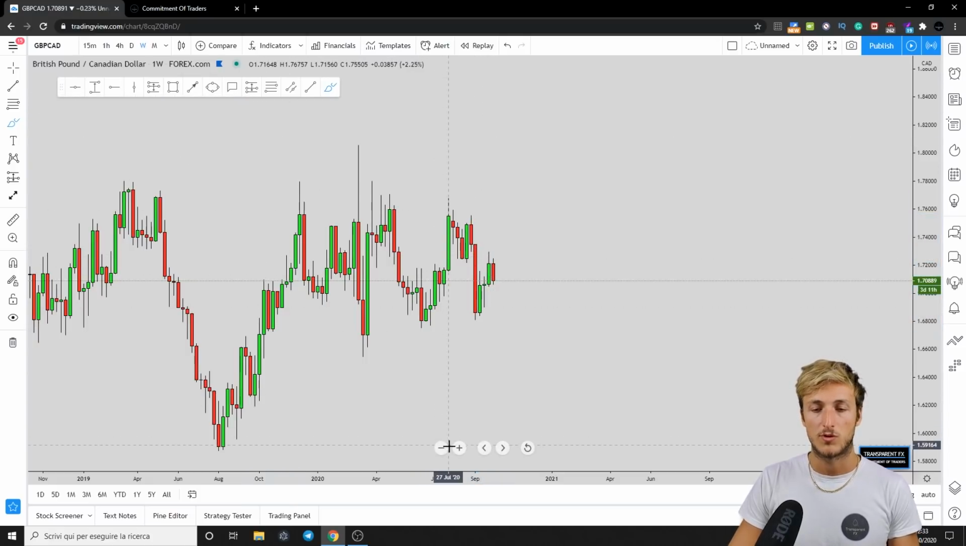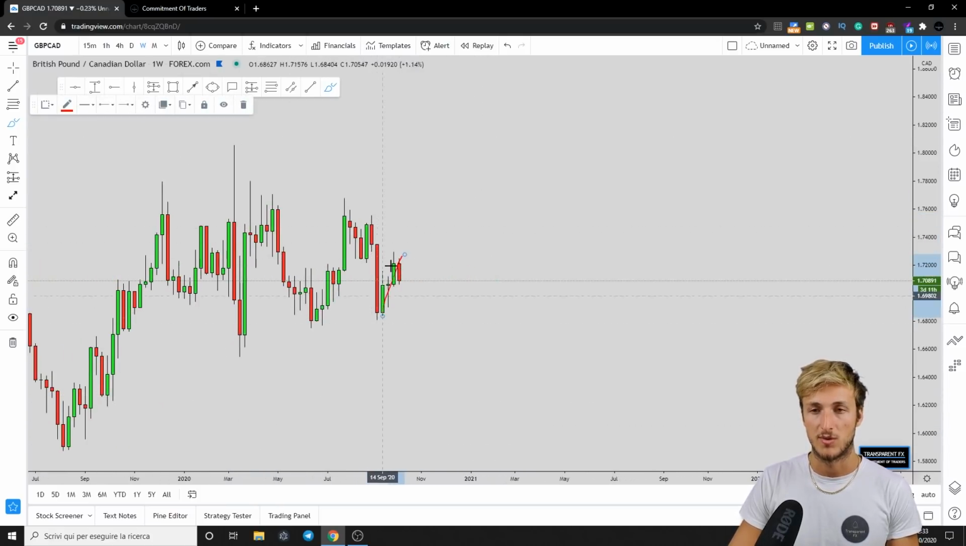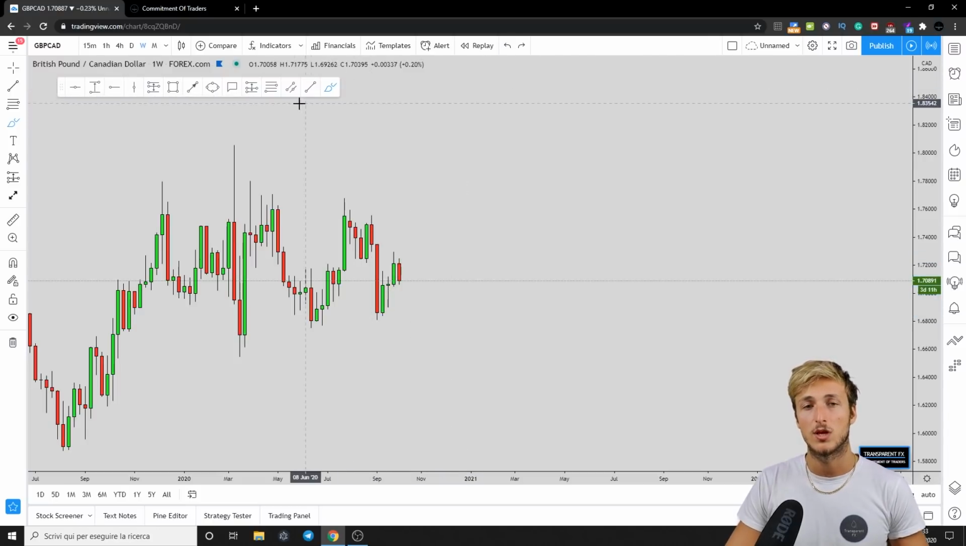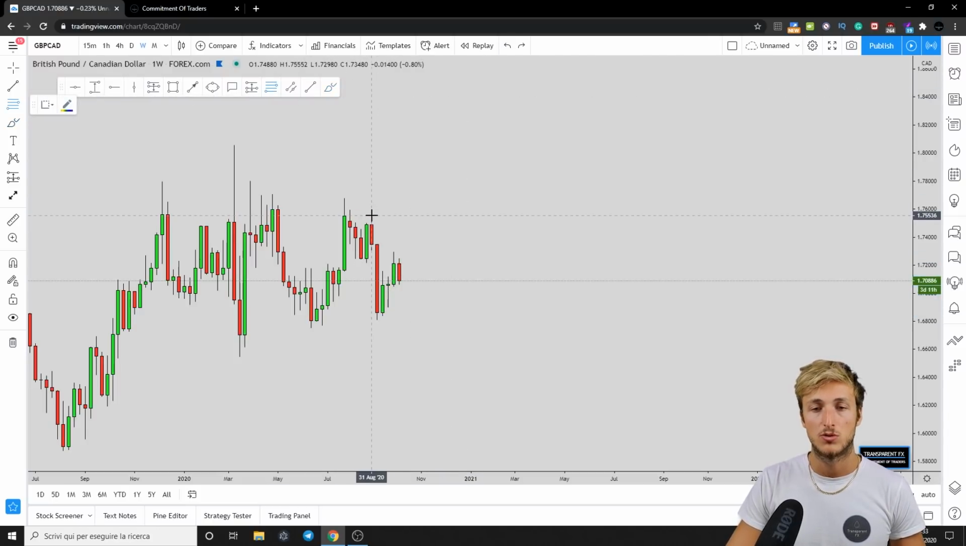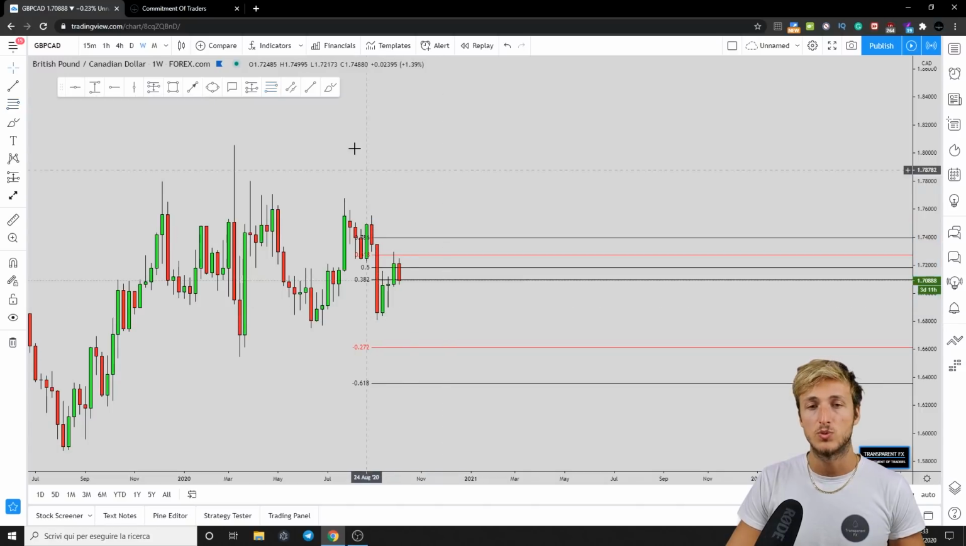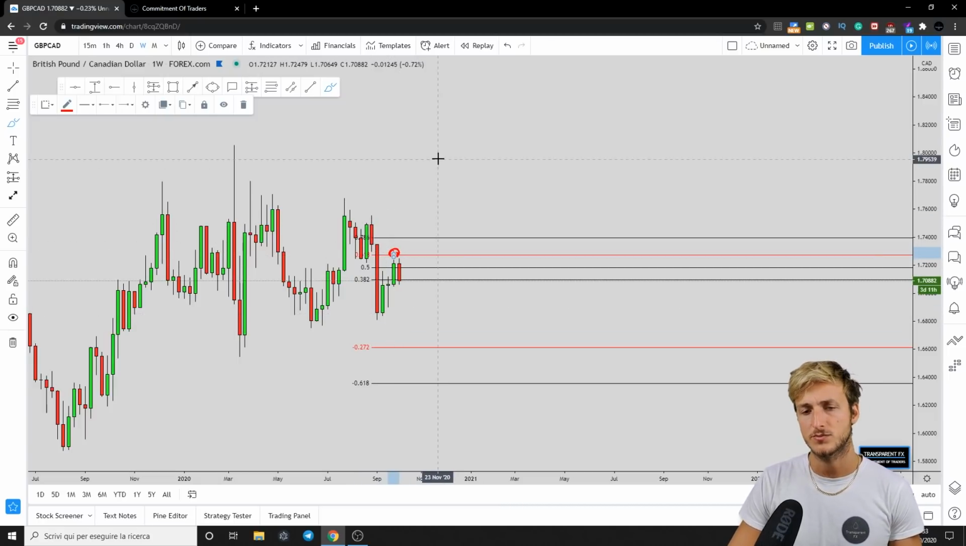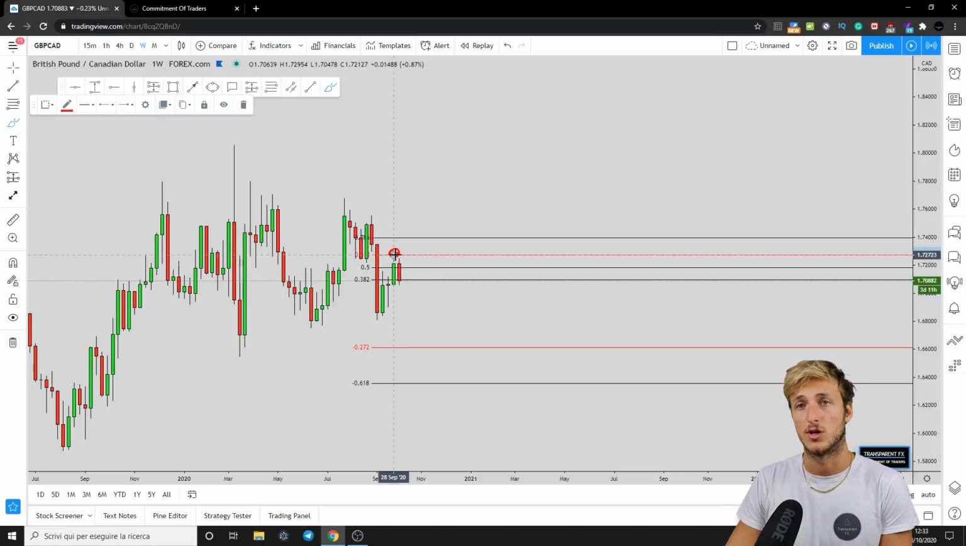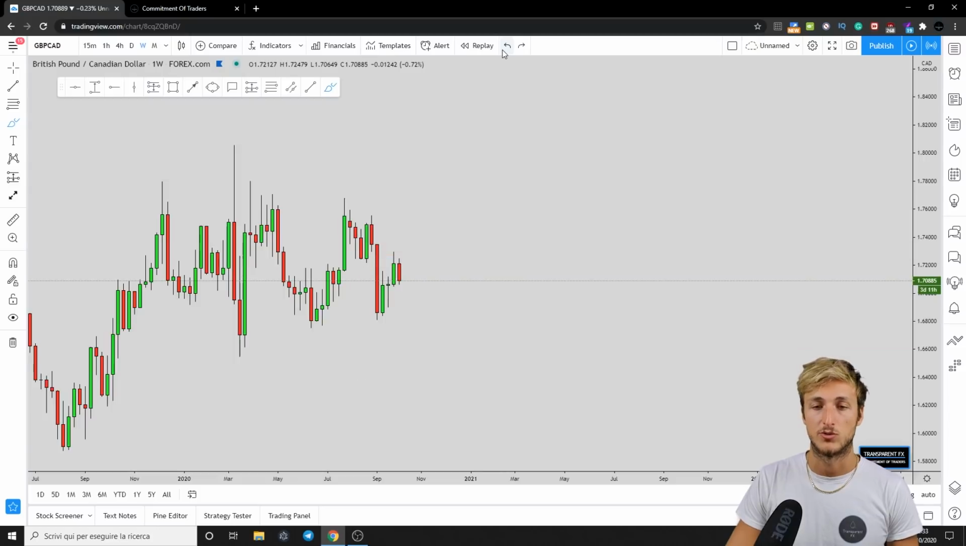Now, if we want information on a correction after an impulse, what do we have to do? We have to take our Fibonacci from the high to the low of the impulse. And what we can see is that the market just retraced exactly to the 0.618 of the Fibonacci taken on this impulse. So clearly the market retraced to the golden ratio, from which it is clearly getting rejected to the downside.